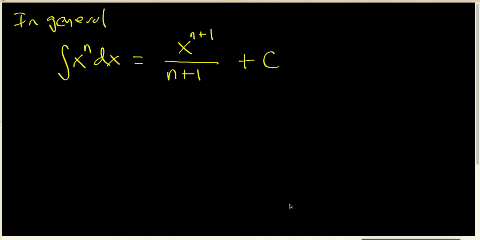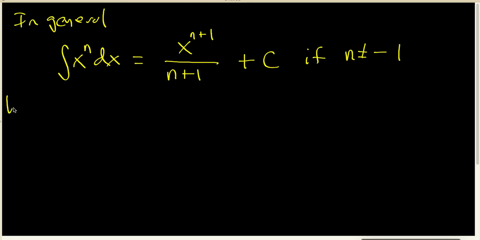Now, I want to stare at this formula for just a minute. I can only do this formula if the original exponent is not equal to -1. If the original exponent is equal to -1, I would be dividing by 0 here, and I can't divide by 0. So that's where this restriction comes from.